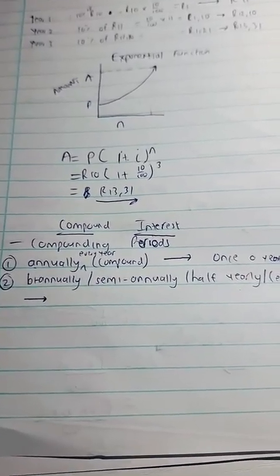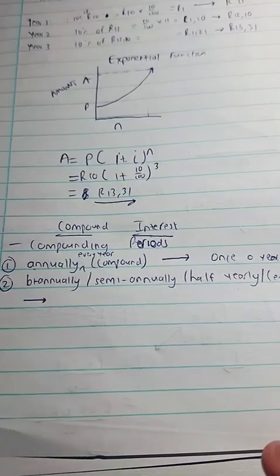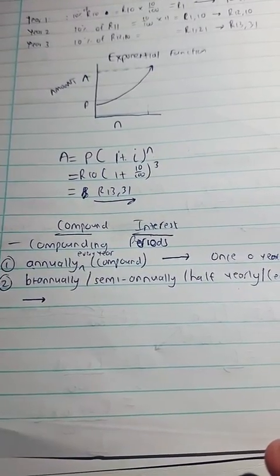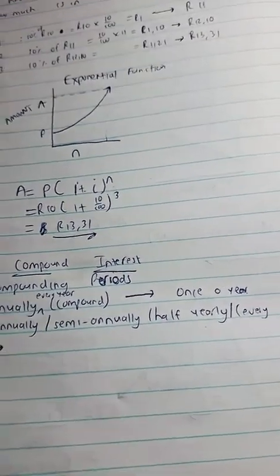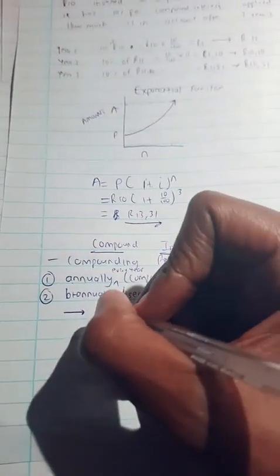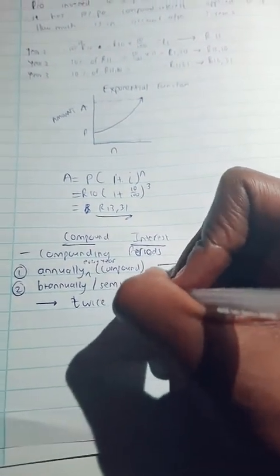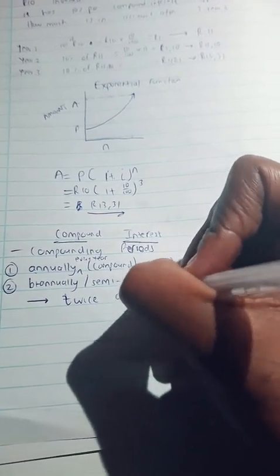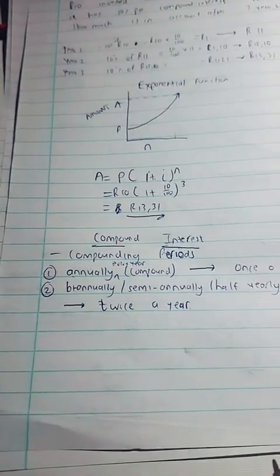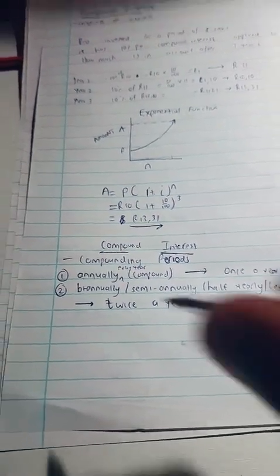I am waiting for you guys to answer now. Semi-annually, biannually, half yearly means how many times a year? Thank you, Samantha. You are the best. So we are saying twice a year. Twice a year. Thank you.